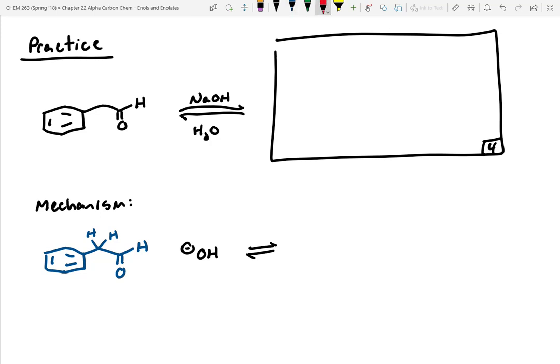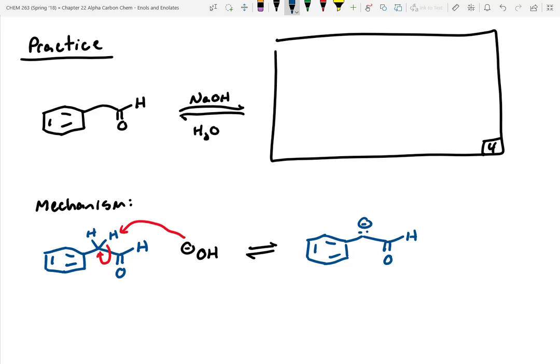All right, let's try doing the mechanism together. So step one, we're going to grab one of these alpha protons and make our enolate. And I'm going to color code this, and you'll see why in a minute. It's helpful if you color code. That way you can keep track of your various pieces.